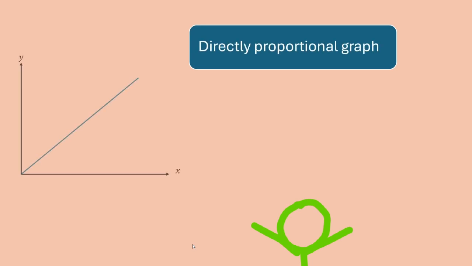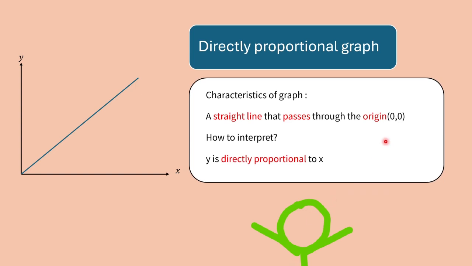First of all, what we have here is a directly proportional graph. This graph is special because it's a straight line that passes through the origin, which is the 0, 0 point here. And how do we interpret it? We will say that y is directly proportional to x.